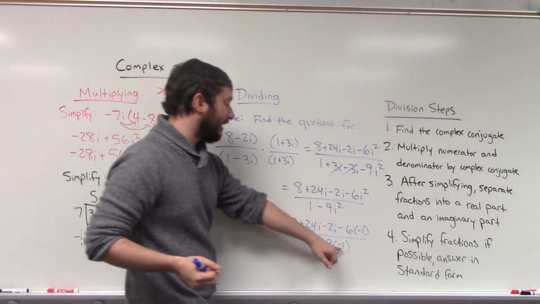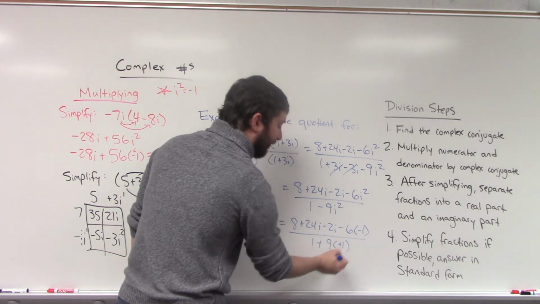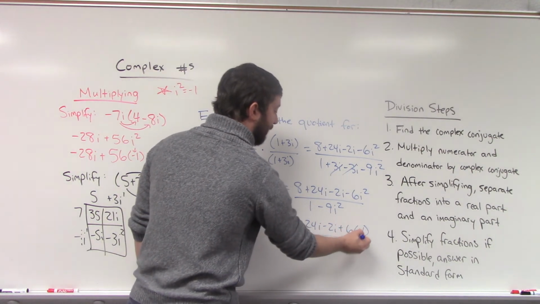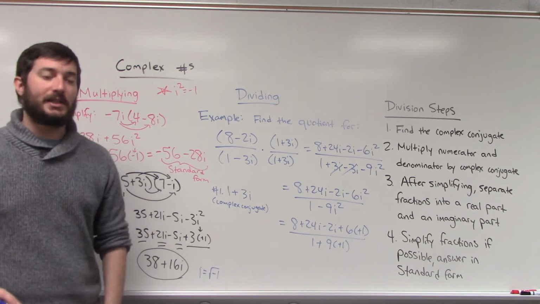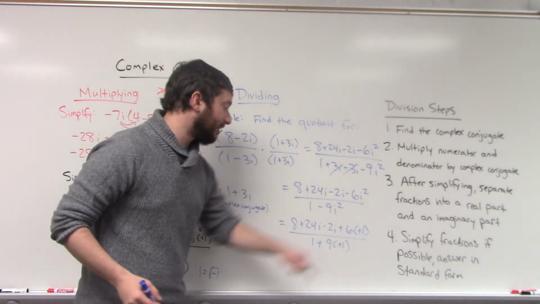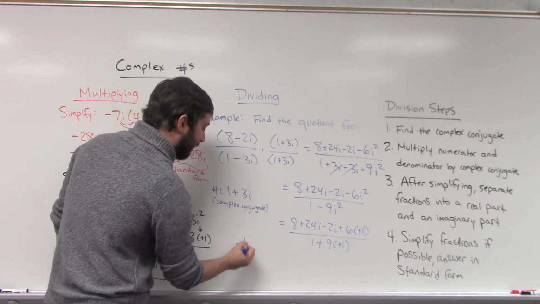Notice that a negative times a negative is a positive. Change the sign basically. Negative times a negative is another positive. And now we can combine like terms at the end here. Okay, we have 8 and 6, which is 14.